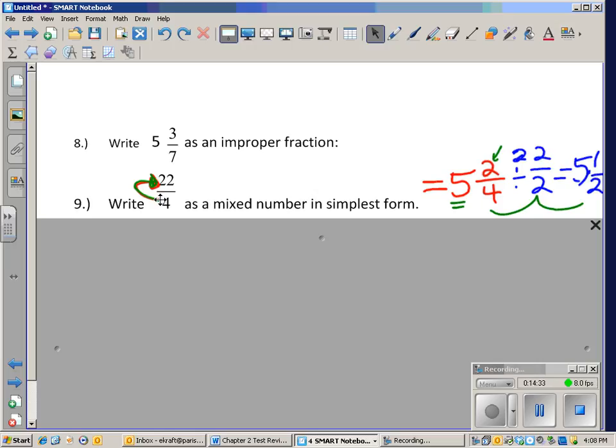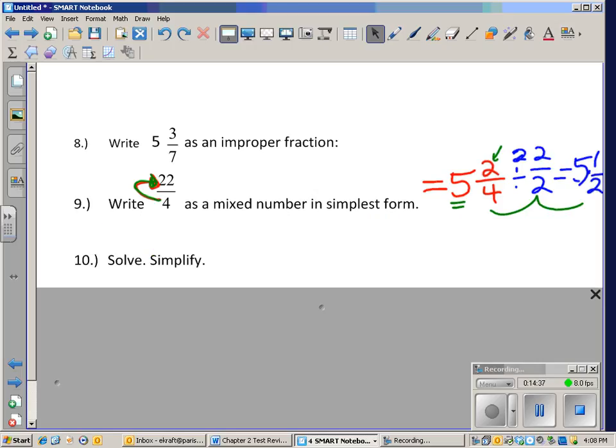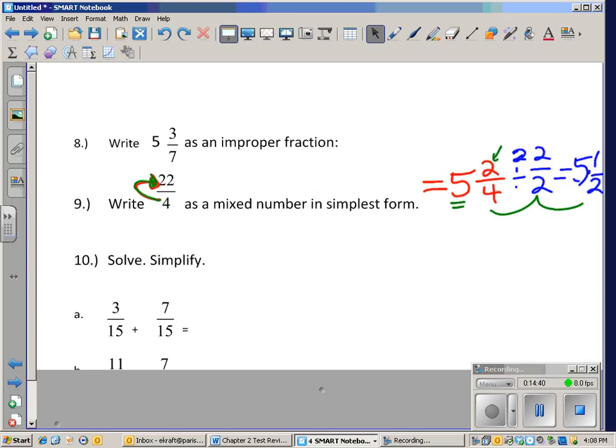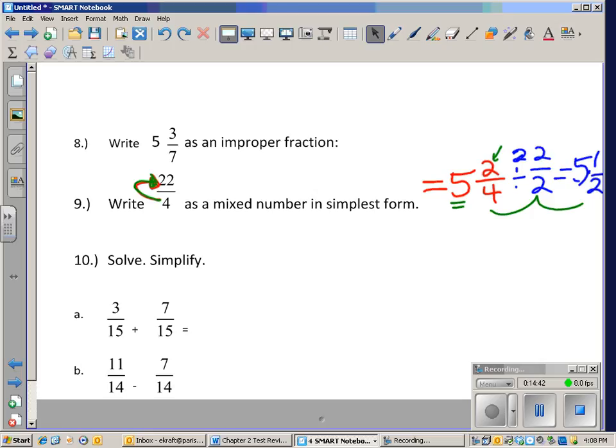I hope you guys got the same answer. And now we're on to our very last problem, which is going to be addition and subtraction problems. There they are. Pause the screen, write out your answers, and come back and see if you were correct.